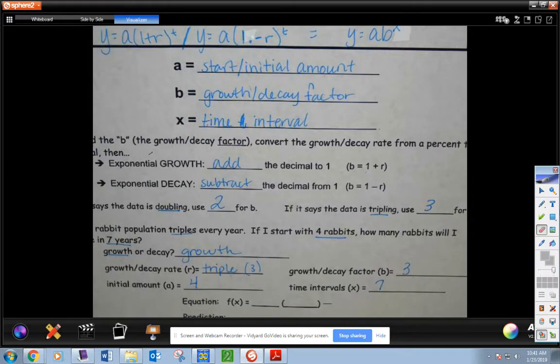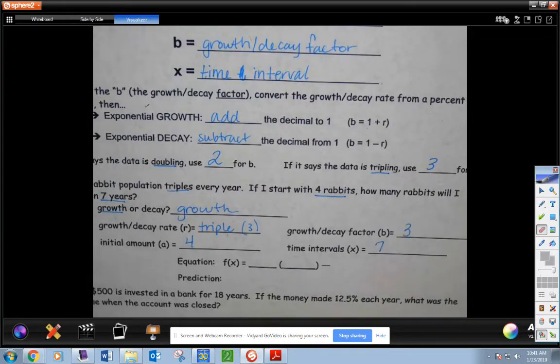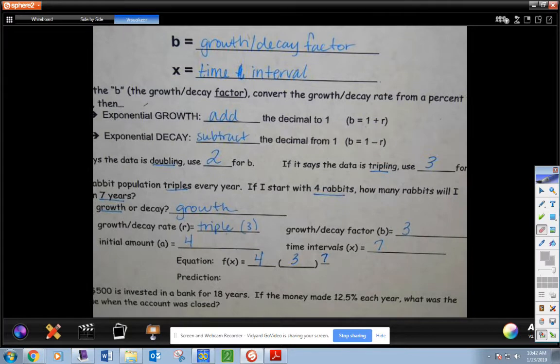So now that you have this information, you're just going to plug in the formula, f of x equals a b to the x. So this is your a, the initial amount, 4. This is your b, your growth factor of 3, and this is your x, your time interval of 7.